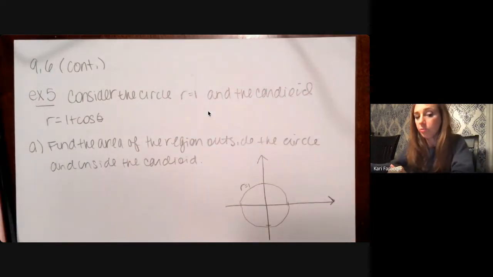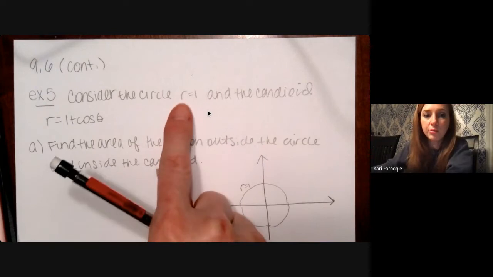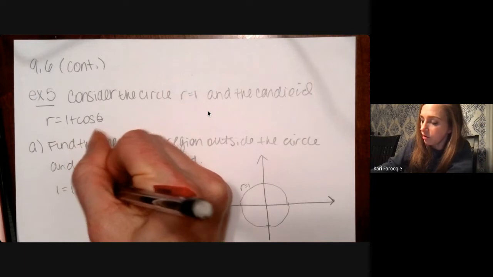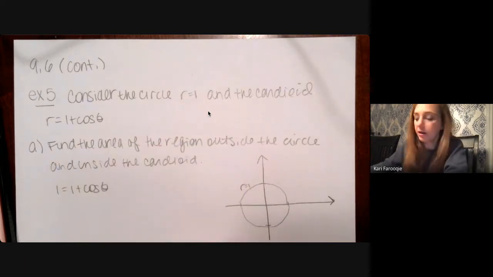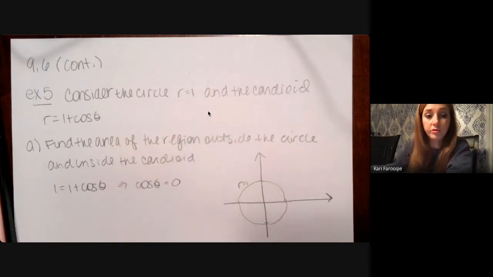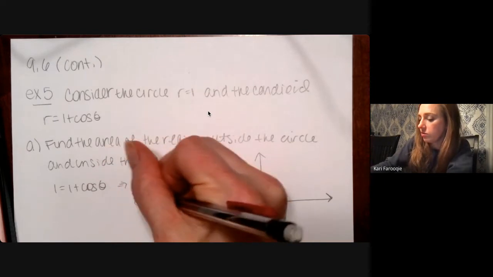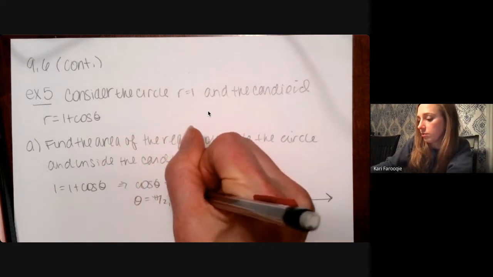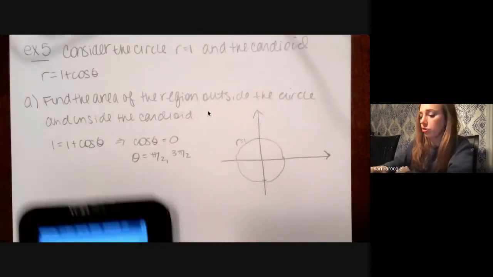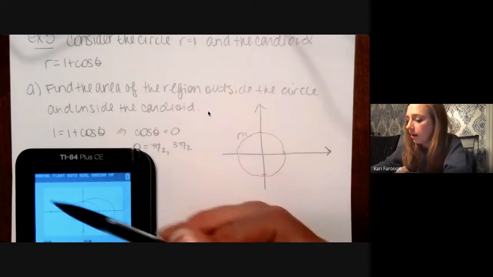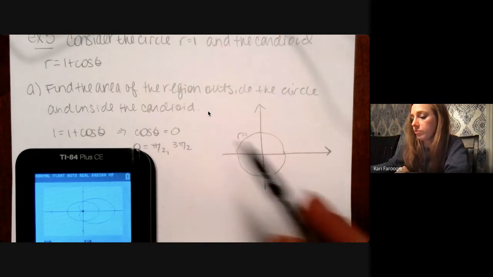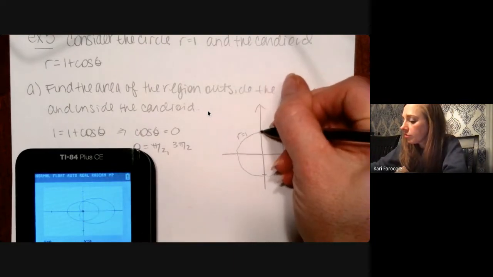Find that intersection point between the circle and the cardioid. And we'll do that, remember, by setting these equations equal to each other. So I'm going to have 1 equals 1 plus the cosine of theta. And then when I subtract 1 from both sides, I end up with cosine theta equals 0. And we know that if that's the case, then theta must either be pi over 2 or 3 pi over 2. And that matches up with what we're seeing in our graphing calculators: at theta equals pi over 2 and theta equals 3 pi over 2, you're seeing that you have these intersection points. So those are going to be right here on your graph.